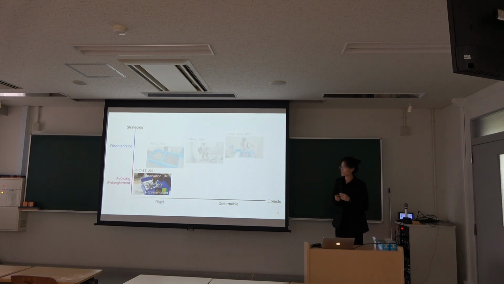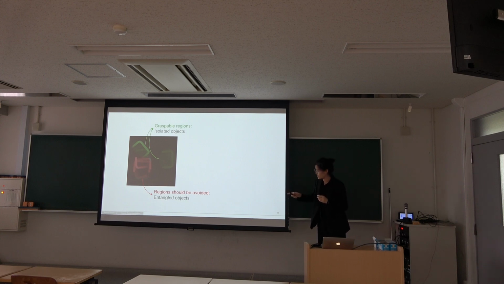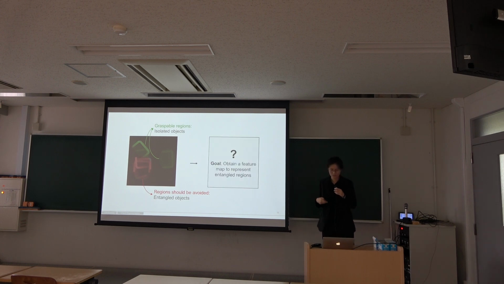And let's move on to my first research that used an analytic approach to pick rigid objects. For the depth image containing several objects here, we can observe that the green regions have isolated objects which can be grasped, but the red regions have entangled objects which should be avoided. So the goal is to obtain such a feature map which can visually represent the entangled regions.